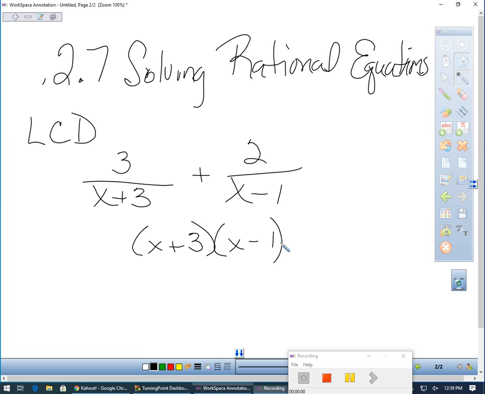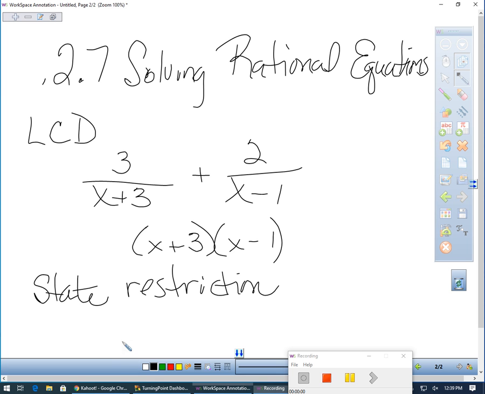Now here's the next thing I need to talk about. As we're doing a least common denominator, we also can find what we call restrictions. We're going to need to state restrictions today. Restrictions are anything that makes the denominator 0.